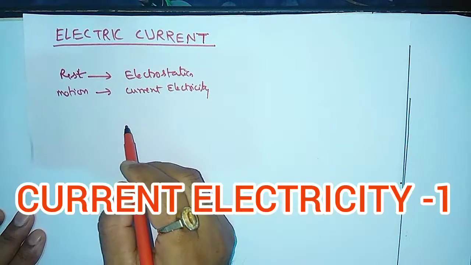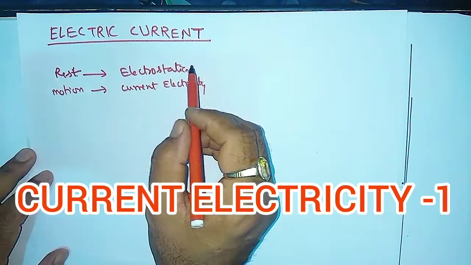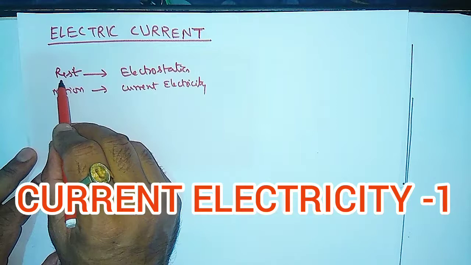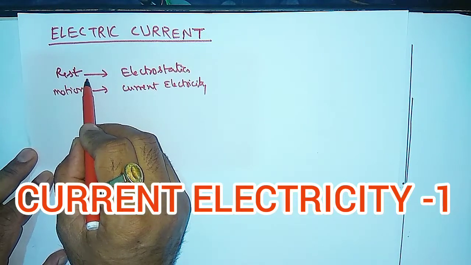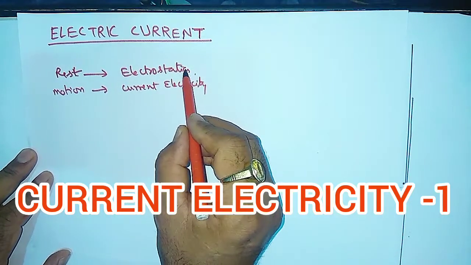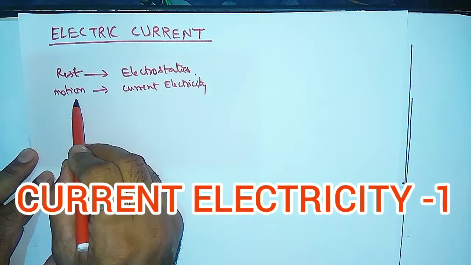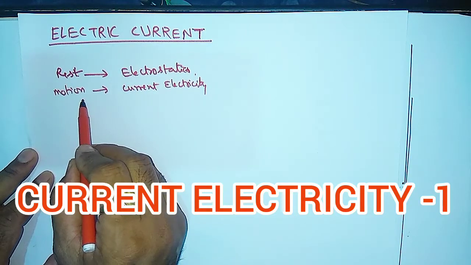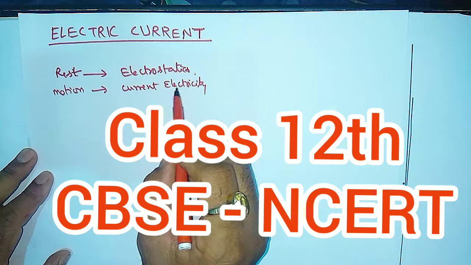Hello students, let's begin the topic electric current. As you know, when the charges are at rest, that branch of physics is known as electrostatics, and when these charges are in motion, then it is called current electricity.